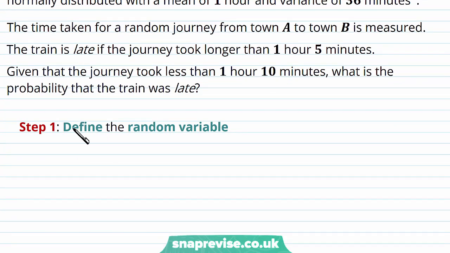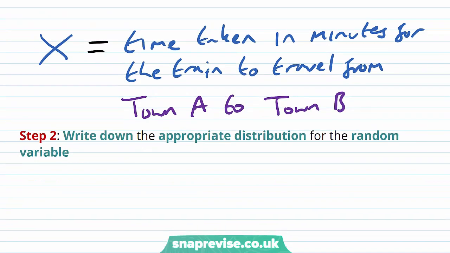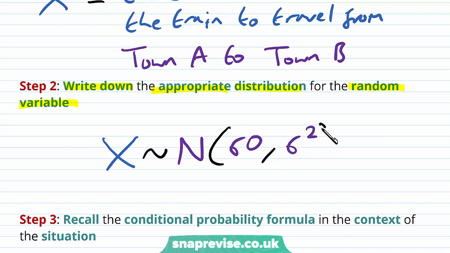Our first step is to define the random variable. We are going to let capital X be the time taken in minutes for the train to travel from town A to town B. Our second step is to write down the appropriate distribution for the random variable. We have that capital X is normally distributed with a mean of 60 and a variance of 36, which is 6 squared.